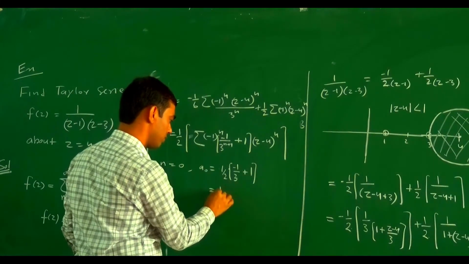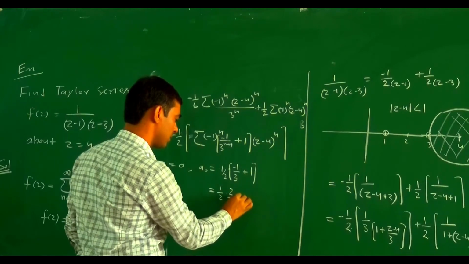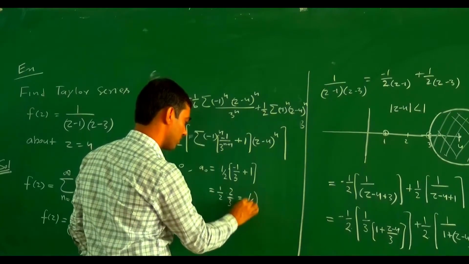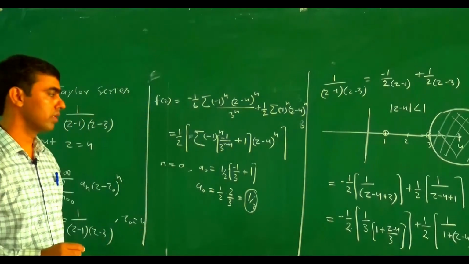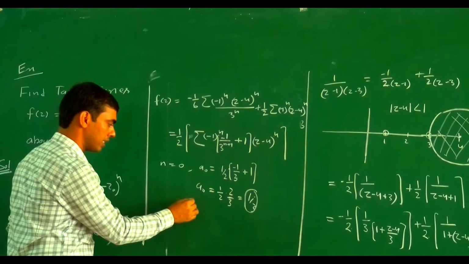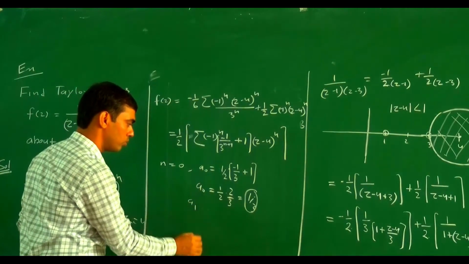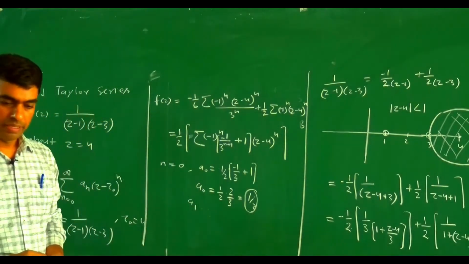So this one is 1 by 2 into 2 by 3. So what is the value? The value becomes 1 by 3. So what is the value of a0? 1 by 3. Now similarly we are able to find out A1, A2 and A3 like this one.